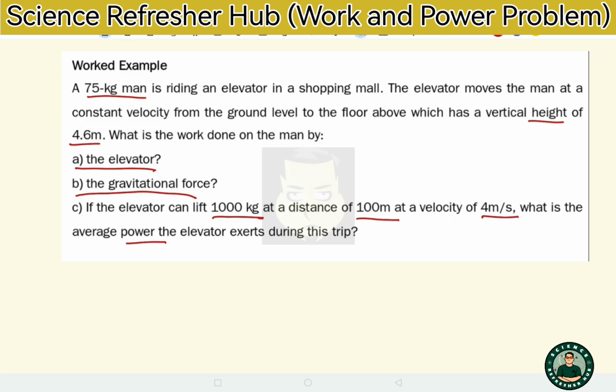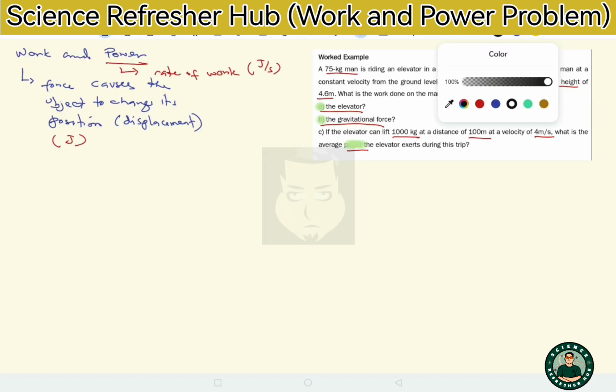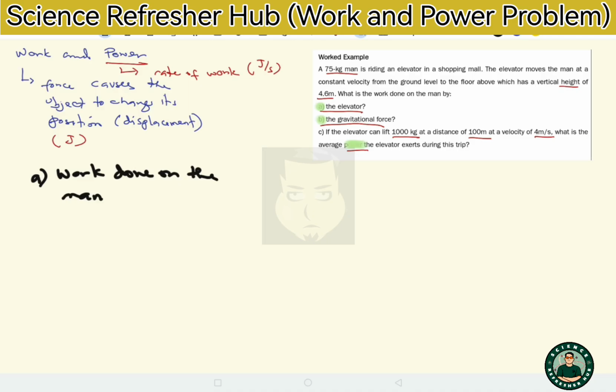So letter C, we will be working on power. We will first answer A, and then B and C, and then that's the last item. Okay, for letter A, work done on the man by the elevator.